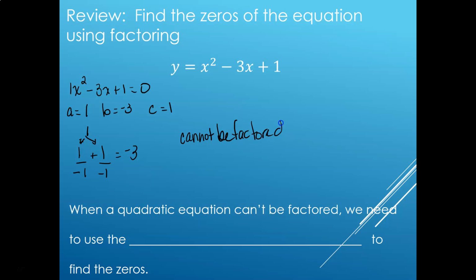That doesn't mean there's no solution. We just have to use a different method. When a quadratic equation can't be factored, we need to use something that we're going to call the quadratic formula to find our zeros.